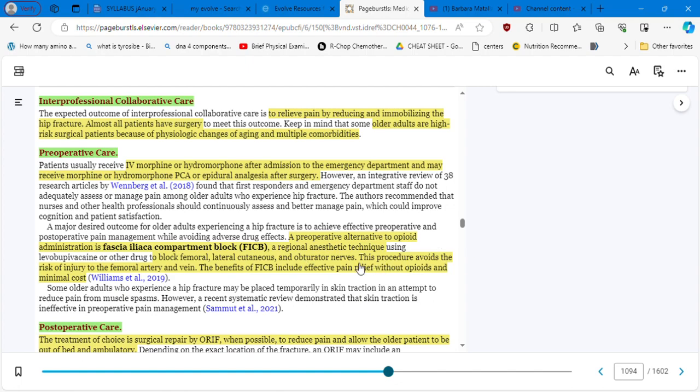So this is excellent for older adults because sometimes with age, the patients are having delirium or decreased mental status, and if you prescribe an opioid, this condition is going to worsen, right? So this is a good choice, the fascia iliaca compartment block.